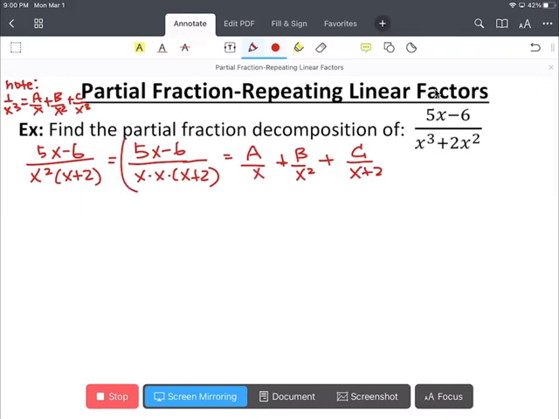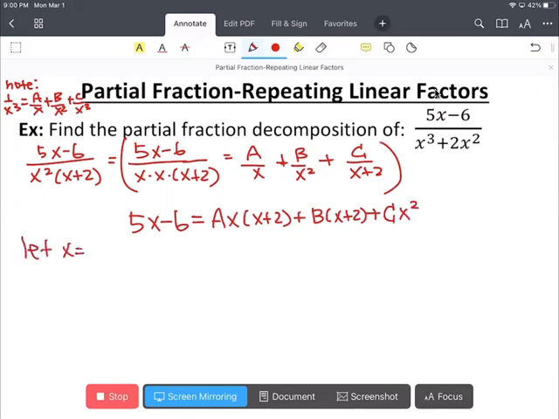Now, when I multiply both sides by the least common denominator, on the left-hand side we end up having 5x minus 6, and note that our least common denominator is x squared times x plus 2. On the right-hand side, we have a times x plus 2, plus b times x plus 2, plus c times x squared.